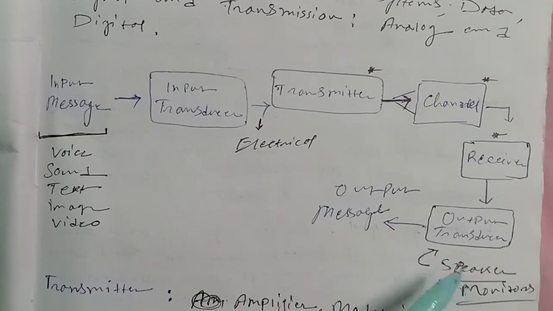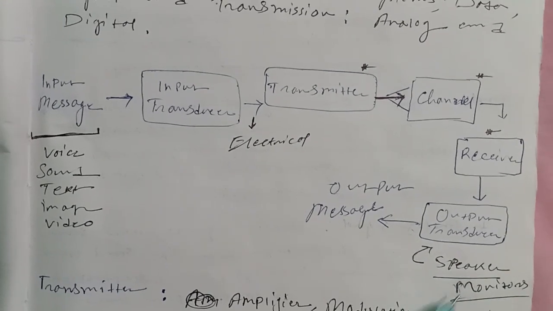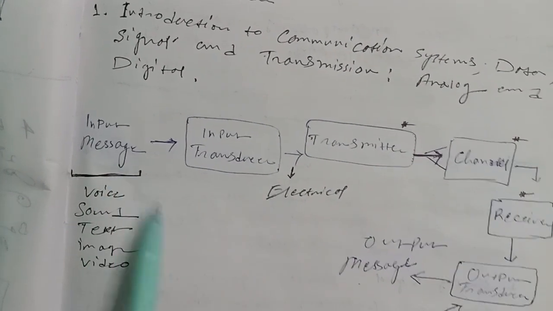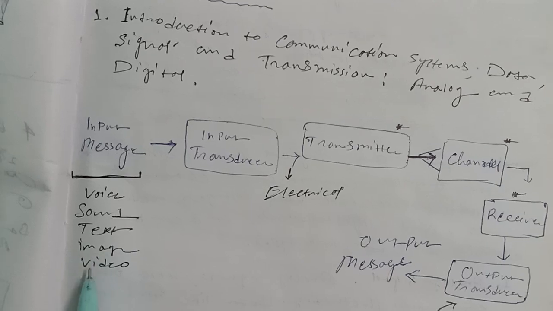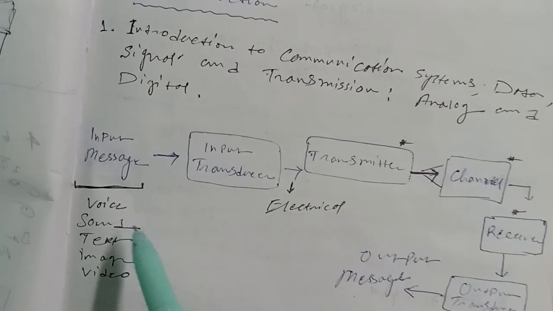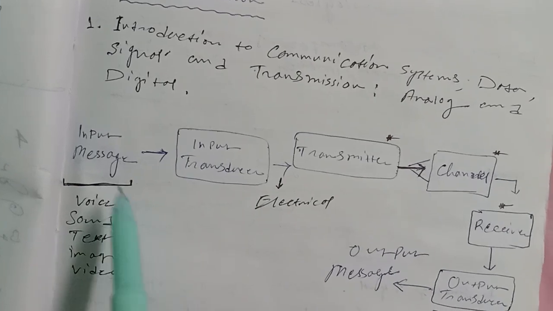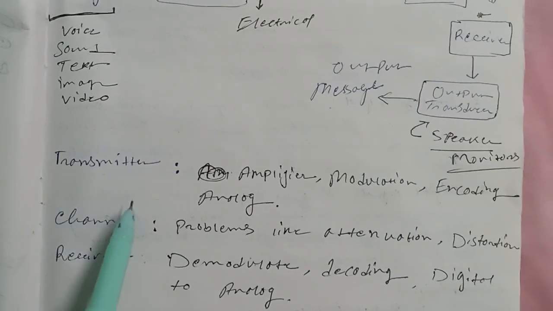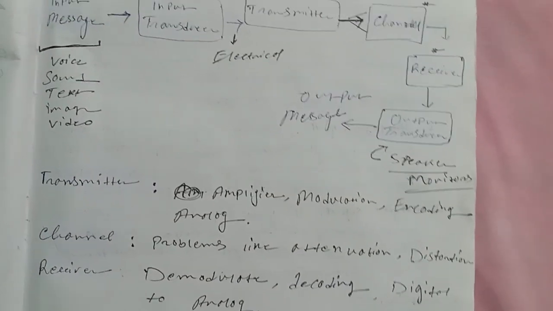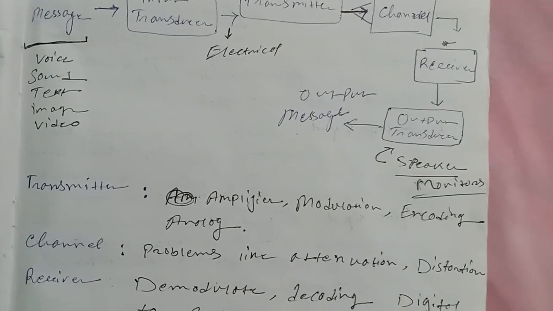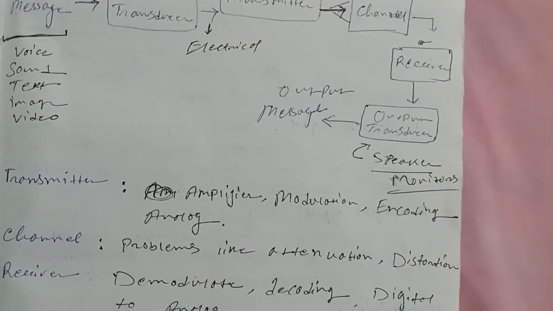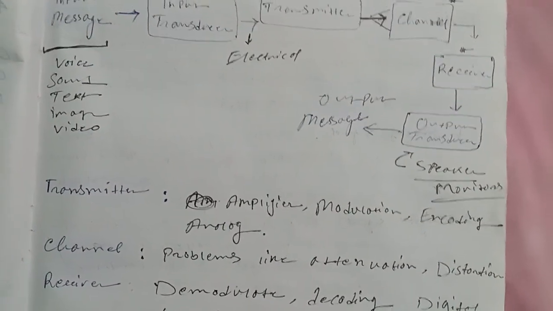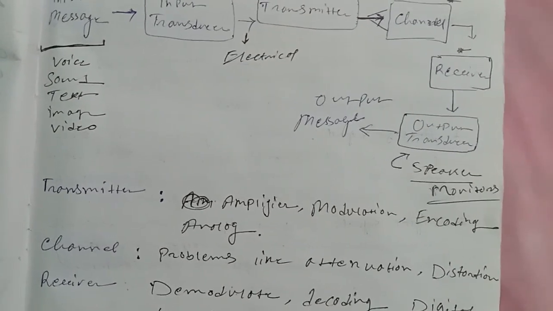The output transducer can be, for example, a speaker or monitor. Those are output transducers. And the input message is voice, sound, text, image, video. It can be anything that we can call input messages. So then let's see the transmitter. What are the transmitters? The transmitters are like amplifiers, modulation, and encoding machines, the machines that are used for encoding the messages. So all the modulators, those are transmitters.